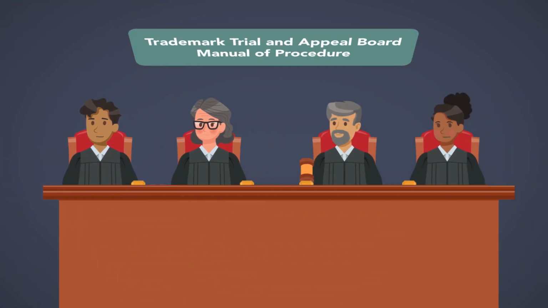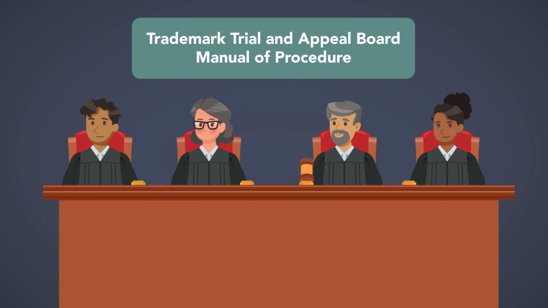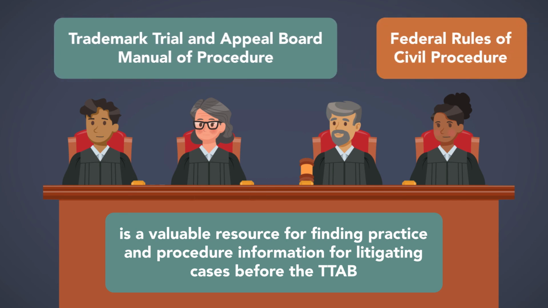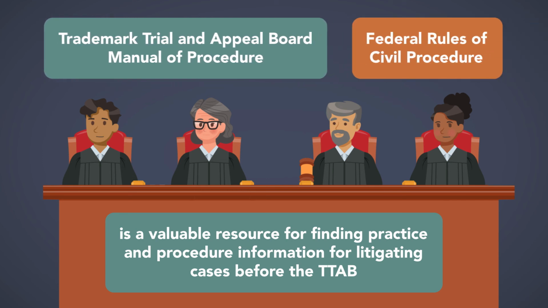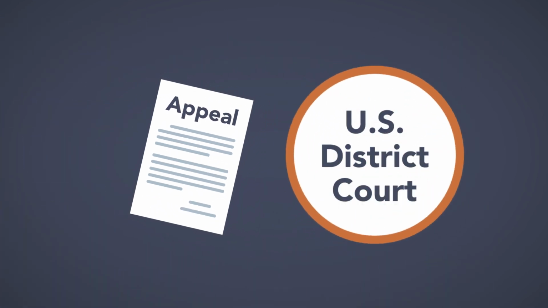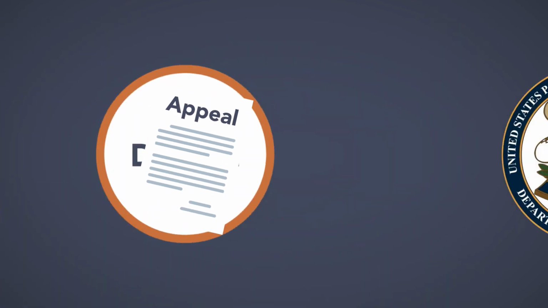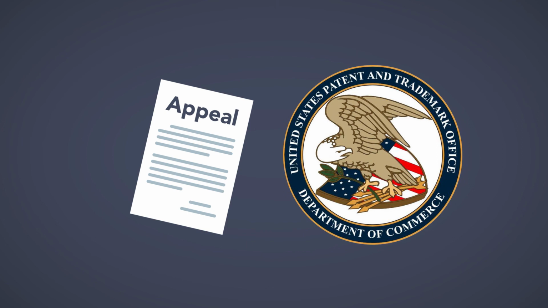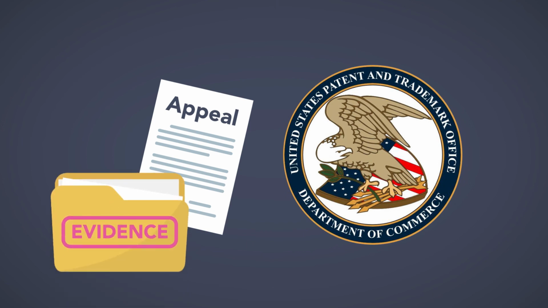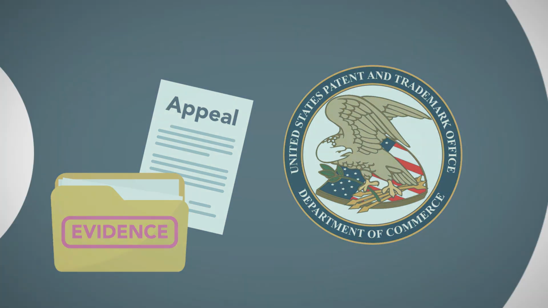The TTAB maintains the Trademark Trial and Appeal Board Manual of Procedure, which is a valuable resource for finding practice and procedure information for litigating cases before the TTAB. Additionally, the TTAB follows the Federal Rules of Civil Procedure. Appeals from the TTAB are taken to United States District Court if a civil action is filed, or directly to the United States Court of Appeals for the Federal Circuit. All such appeals use the evidentiary record from the TTAB proceeding.